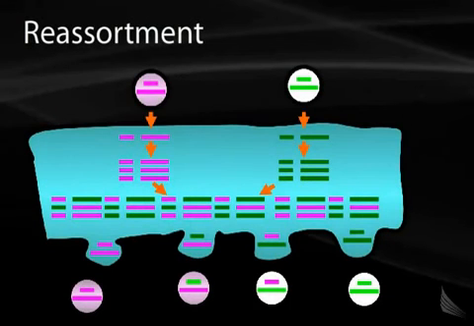This figure shows reassortment. This big blue bulky cell is infected by a pink and a green virus, both of them which have segmented genomes. And as you see, you can get a different combination of different genes, and so you can have huge antigenic shift and antigenic drift.